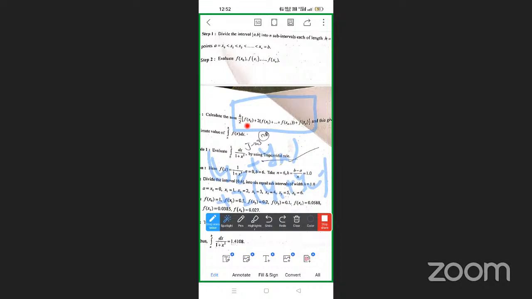Here, f of x0 is nothing but y0, f of xn is nothing but yn, f of x1 is y1, and f of xn minus 1 is equal to yn minus 1. So that is h by 2 into y0 plus yn, plus 2 into the remaining terms, y1 plus y2 plus y3 plus y4 up to yn minus 1. This is the trapezoidal rule formula.